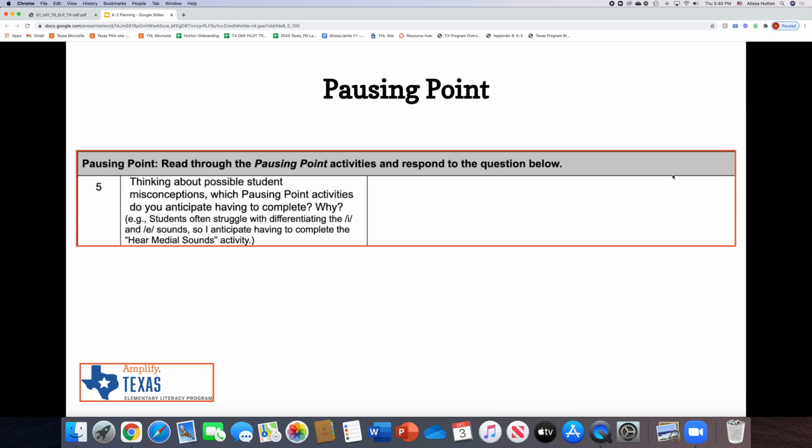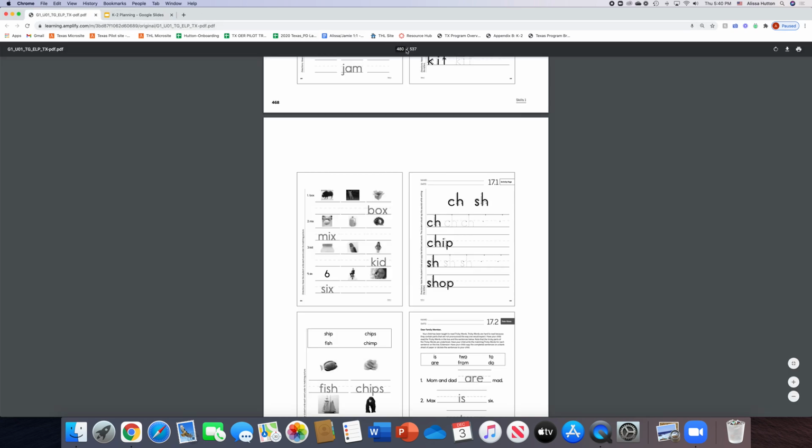So for example, students often struggle differentiating the I and sounds. So I anticipate having to complete the hear medial sounds activity in this unit. Let me take you to the pausing point activities in your teacher guide now so we can scroll through them.